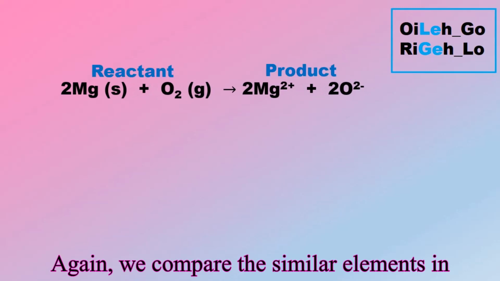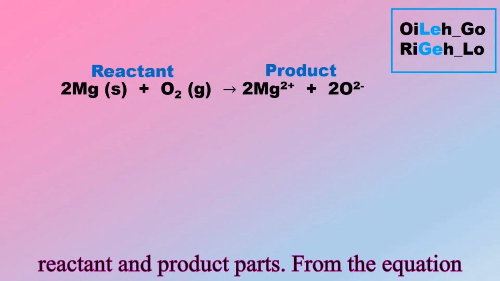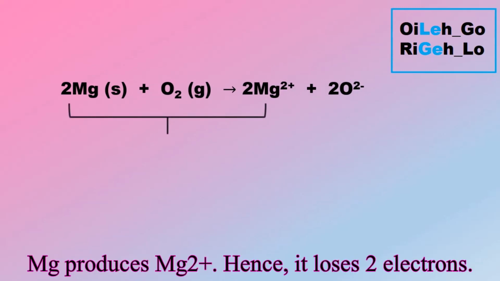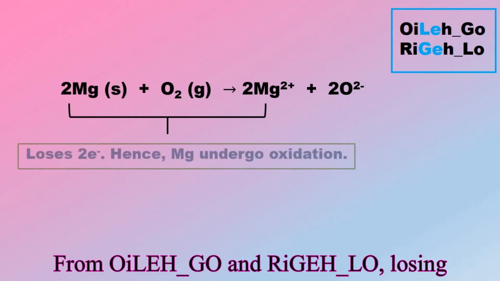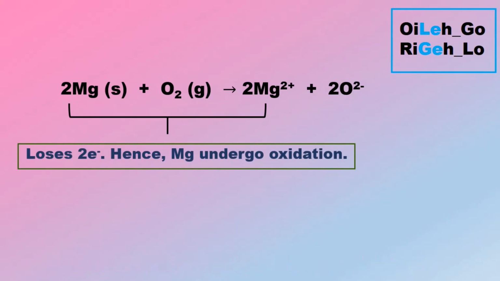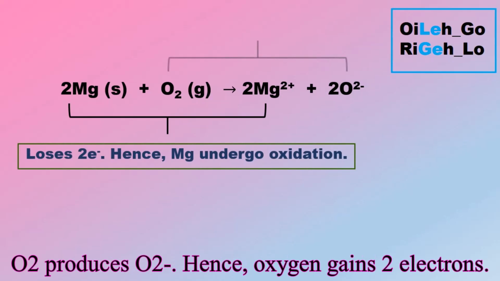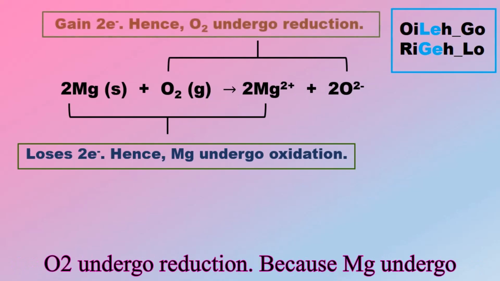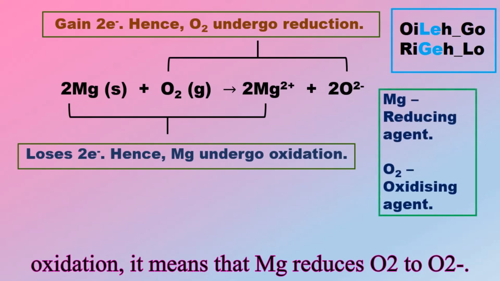Again, we compare the similar elements in reactant and product parts. From the equation, Mg produces Mg2+. Hence, it loses 2 electrons. From Euler-Go and Rege's law, losing electron means Mg undergo oxidation. O2 produces O2-, hence oxygen gains 2 electrons. Gaining electron is reduction, therefore O2 undergo reduction. Because Mg undergo oxidation, it means that Mg reduces O2 to O2-.